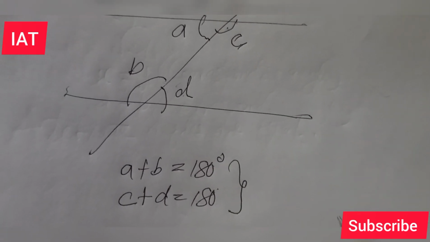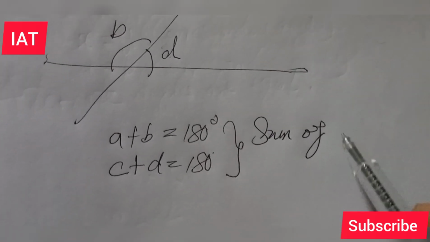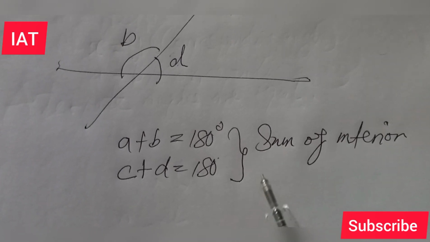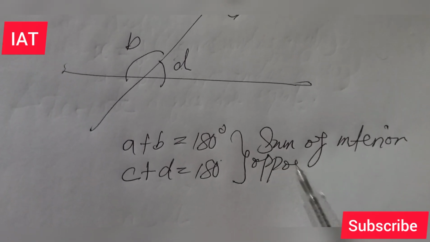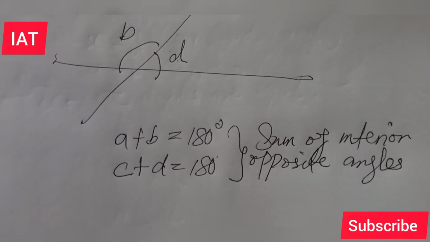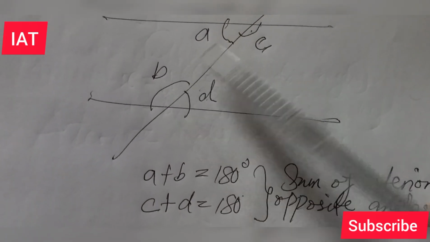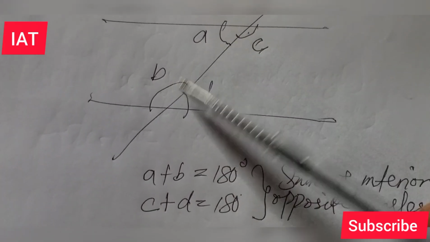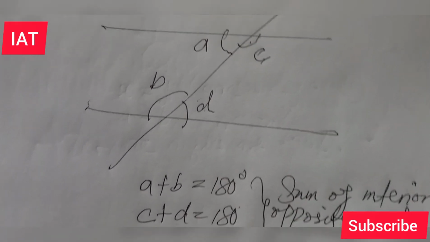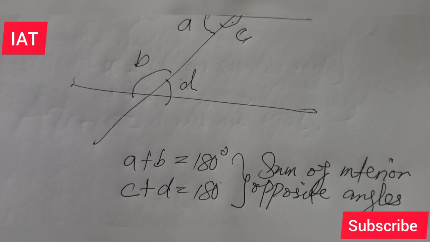All right, you can just put it as sum of interior opposite angles. It's very simple. By the time you see these angles like this, they can sum up to each other, and when they sum up to each other, their reason is the sum of interior opposite angles. So these are the basic introduction to plane geometry.